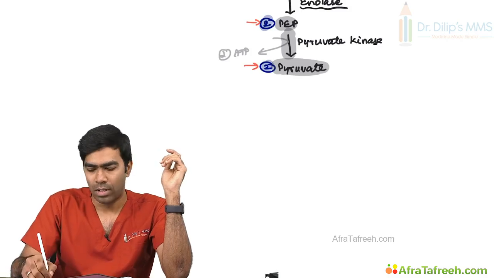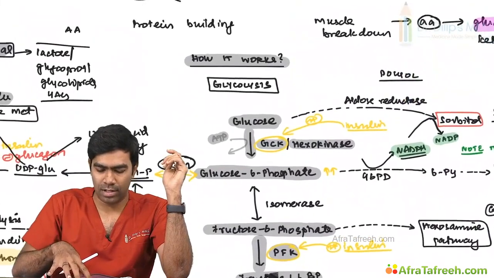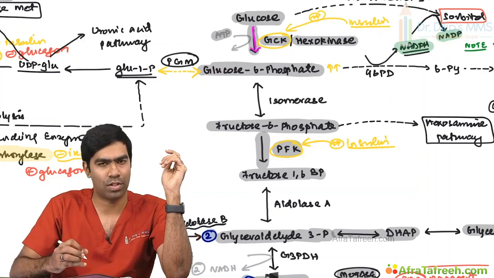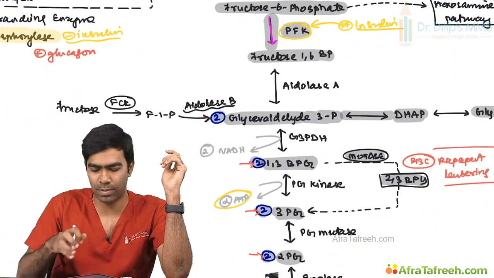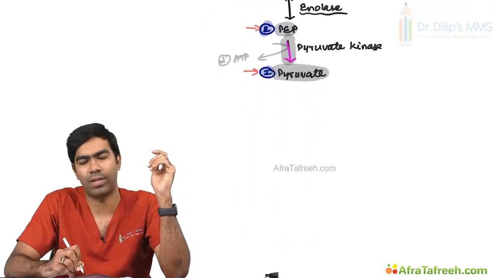Okay. So now there are 3 irreversible steps in glycolysis. Let us number it from the beginning. So one is the glucose to glucose 6-phosphate step. Second one is the fructose 6-phosphate to fructose 1,6-bisphosphate step. And third one is the phosphoenol pyruvate to pyruvate step.